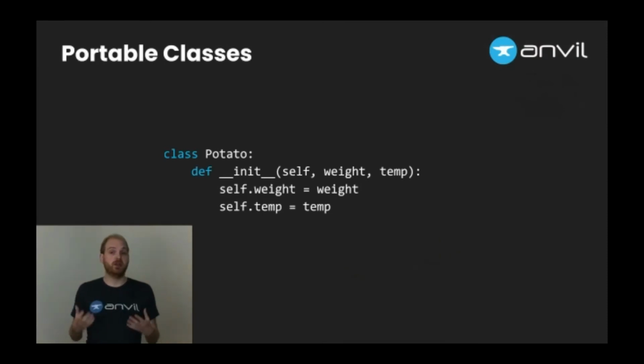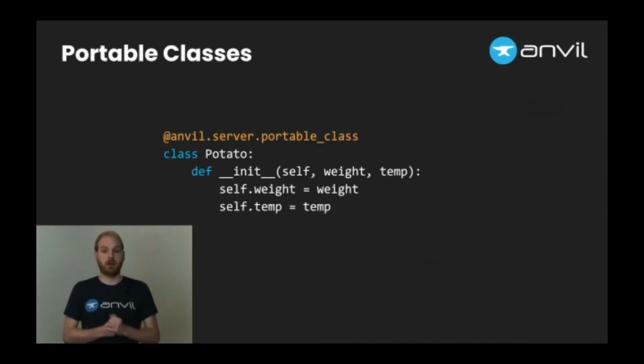So what you can do is you can take a class and you can decorate it with anvil.server.portableclass. And you write this class in a module that can be imported in both client and server code. And what this means is that when you pass an instance of this class to a server function, or you return it back from a server function, the serialization machinery goes, oh, I know how to serialize one of those. I'm going to take it, I'm going to send across a sort of encoded JSON message saying, hey, this is an instance of the potato class. And by the way, here is the contents of its dunder-dict.